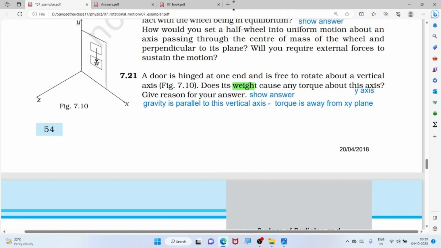A door is hinged like this, at one end and free to rotate about the vertical axis. Does the weight cause any torque about it? It will not, because this force is parallel to the axis of rotation. Gravity is parallel to the axis of rotation, so its torque will be away from the plane. It will not affect this rotation.